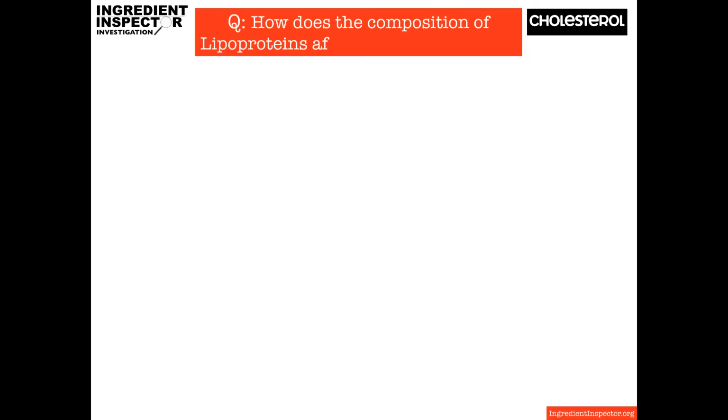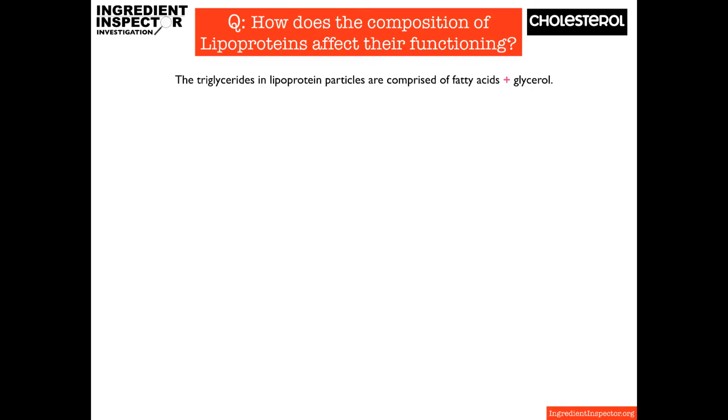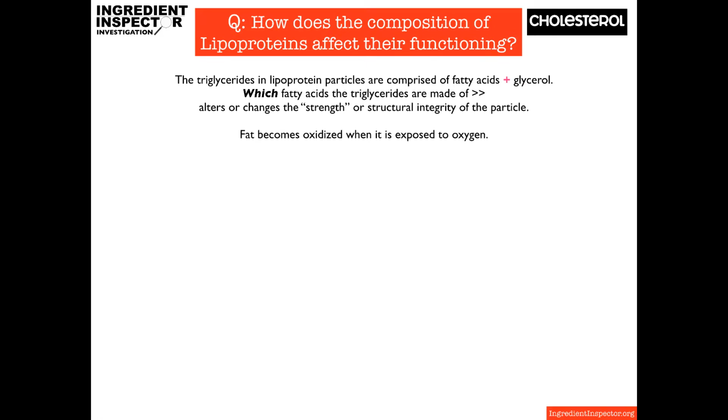How does the composition of lipoproteins affect their functioning? The triglycerides in lipoprotein particles are comprised of fatty acids and glycerol. But which fatty acids the triglycerides are made of is important because this alters or changes the strength or structural integrity of the particle. Fat, we know, becomes oxidized when it is exposed to oxygen. So depending on the source of fats in the lipoprotein, that is the degree of the potential for oxidation.